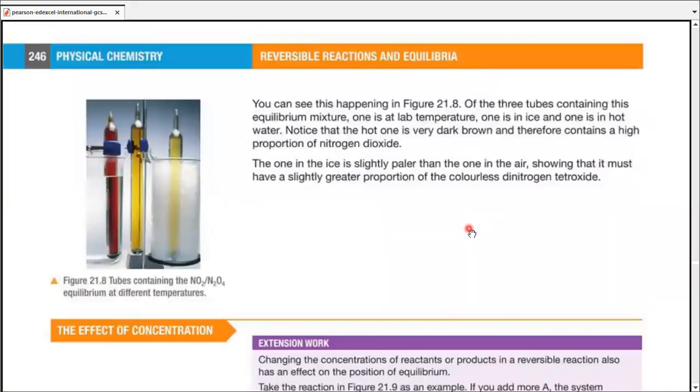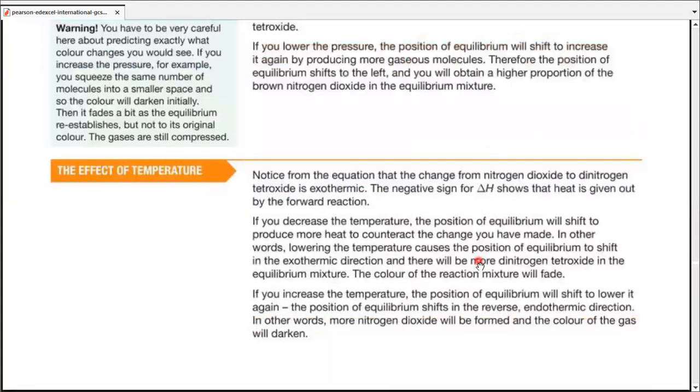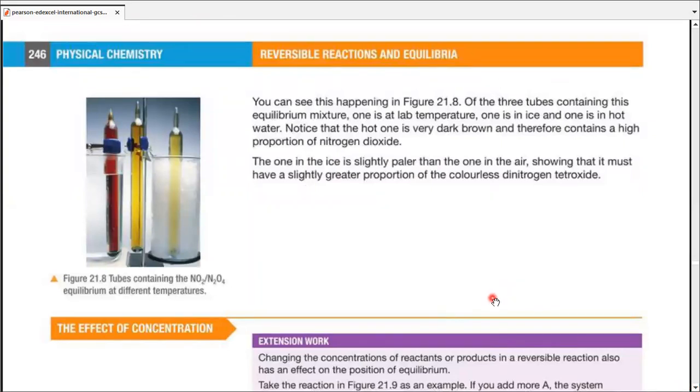Great. Now, oh wait, I've got one important thing. If you're decreasing the temperature and the position of equilibrium is shifting towards the right, then there will be more dinitrogen tetroxide, and the color of the reaction mixture will start to fade since it's colorless. Now, if we increase the temperature and we're shifting it towards the left, then more nitrogen dioxide would form and the color of the gases will start to darken since it's brown. I hope that makes sense too.